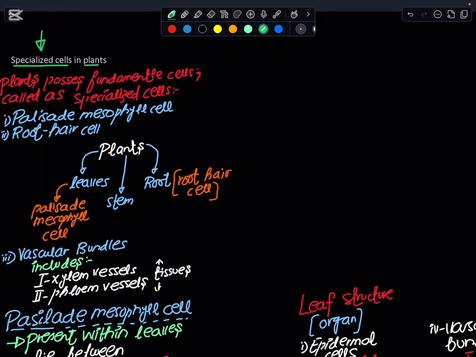Now, before we proceed, you must know which specialized cells we have to see in the case of plants. You name them as palisade mesophyll cells. Then we have the root hair cells, and then the third thing that we have to talk about in today's class is the vessels, and the vessels are the xylem vessels.